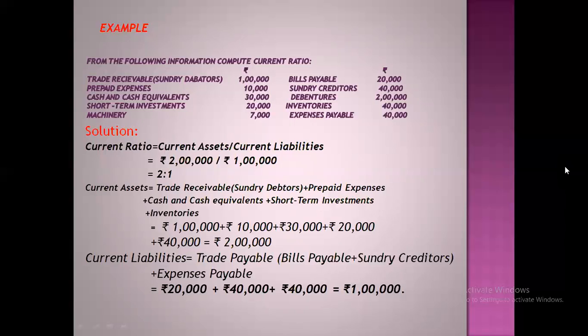So now we'll find out the current assets. Trade receivable, prepaid expense, cash and cash equivalent, short-term investment plus inventory. They are the current assets of rupees 2 lakh. Current liabilities are trade payable, that is bills payable plus creditors, and the expense payable, which is expense outstanding, 1 lakh. So current assets are 2 lakh, current liability is 1 lakh, so the ratio will be 2:1. It is a pure ratio.